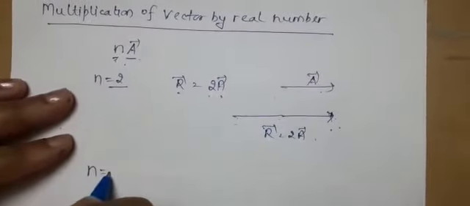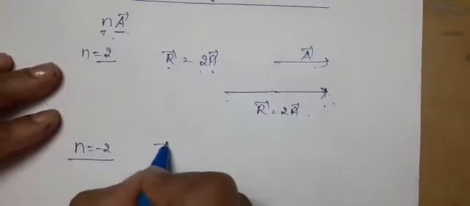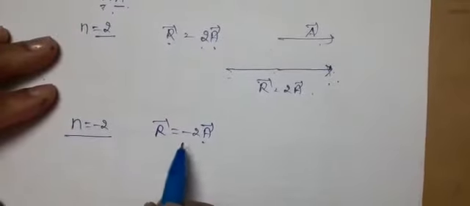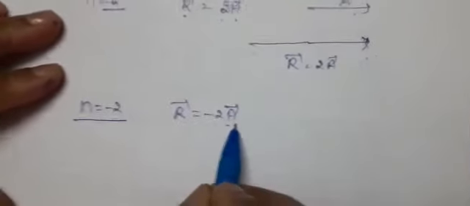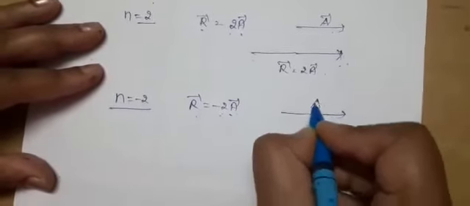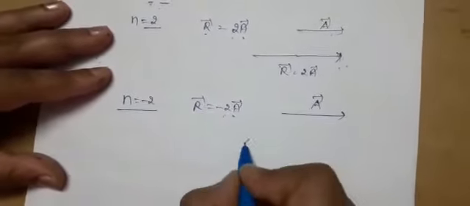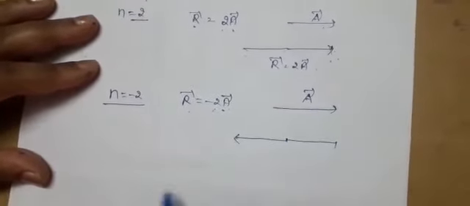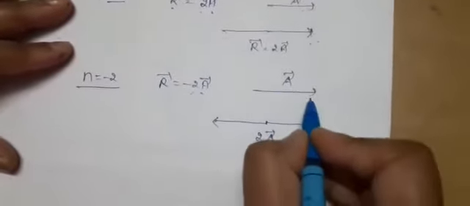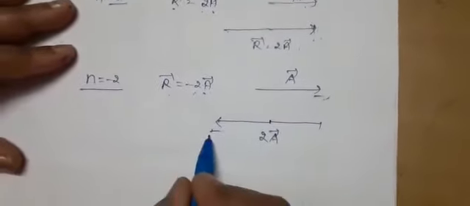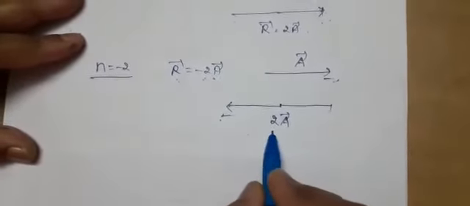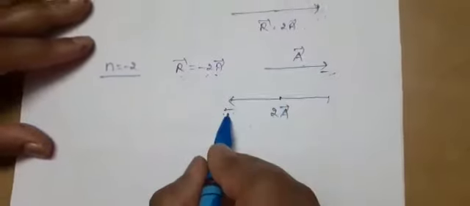But if n is negative, r is equal to minus 2A. In that case, the magnitude of the vector is 2 times that of the given vector, but the direction is reversed. How can we represent it? Suppose vector A is given like this. The reverse direction we will represent like this, with the magnitude taken to be the same. So for minus 2A, you can see these are in opposite directions. That means the resultant vector r will have a magnitude twice that of A, but its direction is reversed.